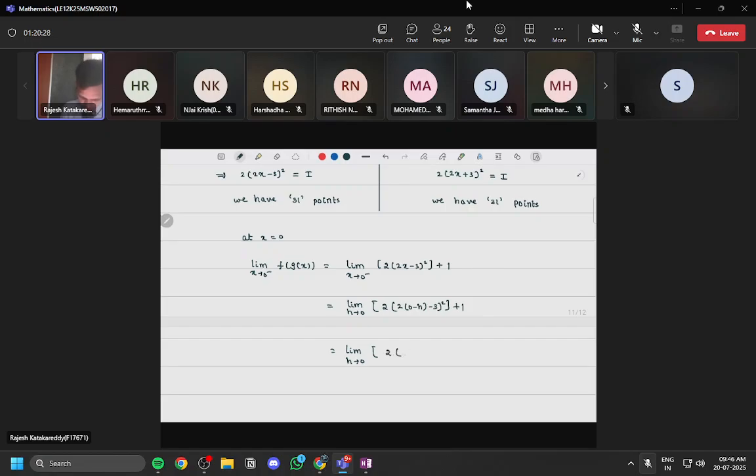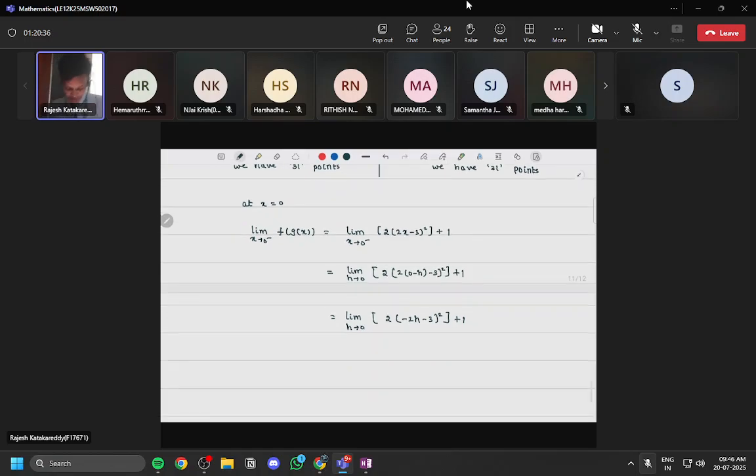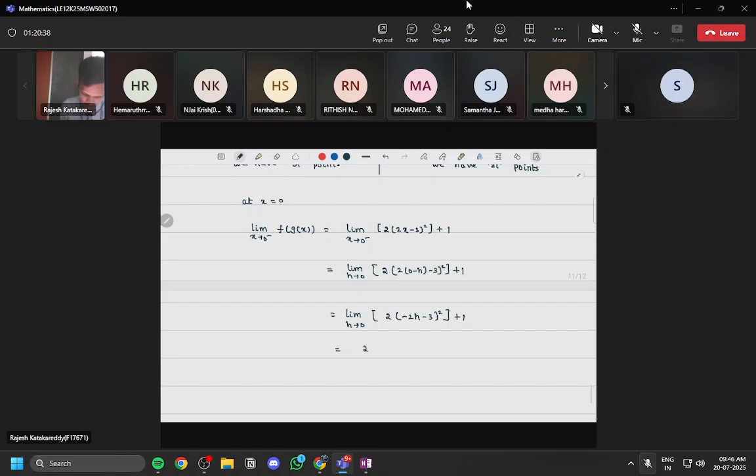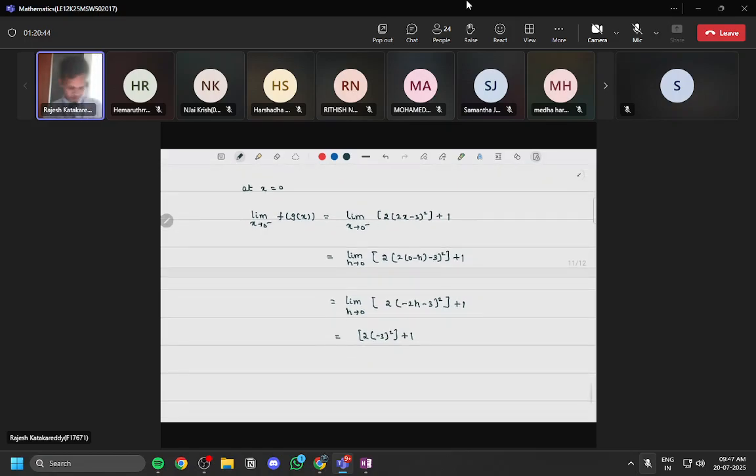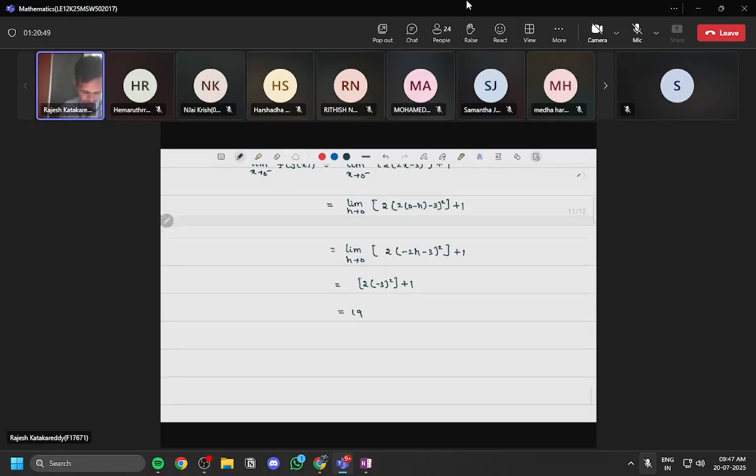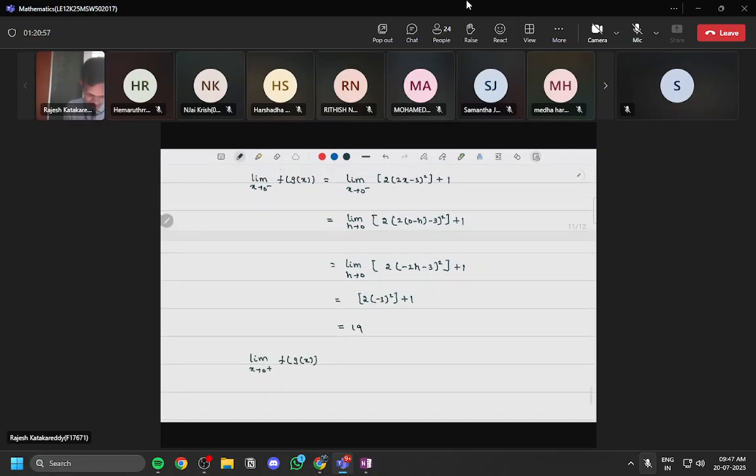2 into minus 2h minus 3 whole square plus 1. So now I am substituting 0 here. If I put 0 here, I have 2 into minus 3 whole square plus 1. So 2 into 18, 18 plus 1 is 19. What about right hand limit? 19 we are getting. So then it is continuous.